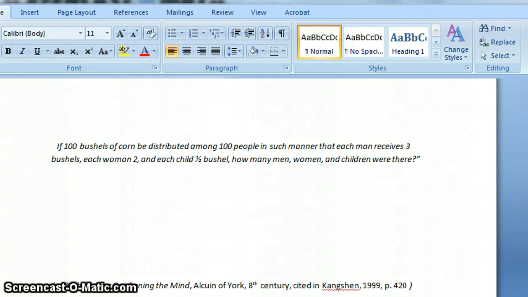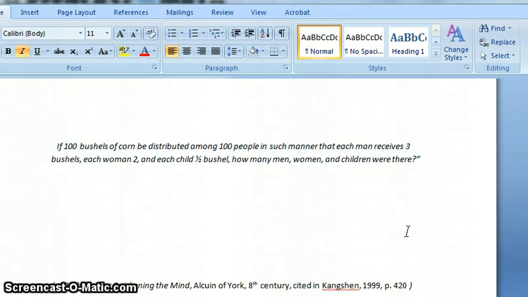Hello everyone. Today I'm going to talk about a problem called the hundred fowls problem. One example of the hundred fowls problem is this.